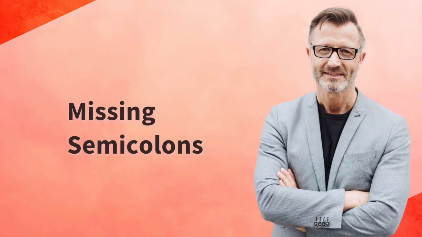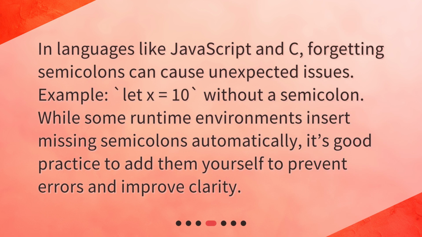Missing semicolons. In languages like JavaScript and C, forgetting semicolons can cause unexpected issues. Example: let x = 10 without a semicolon. While some runtime environments insert missing semicolons automatically, it's good practice to add them yourself to prevent errors and improve clarity.